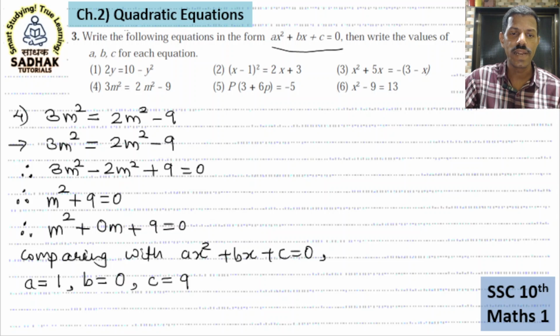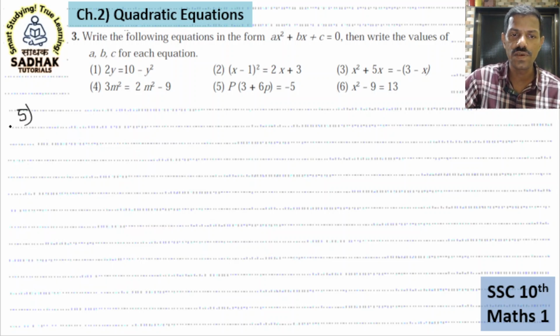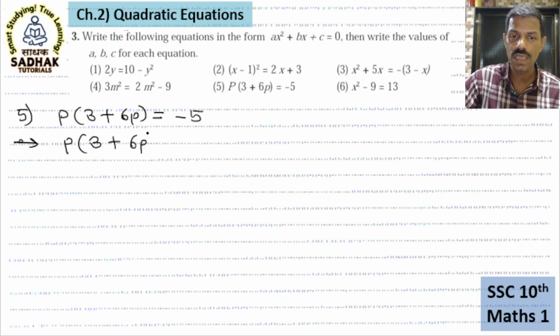Fine, let us quickly go to the fifth question. Very easy. P is multiplied by 3 plus 6P in brackets is equal to -5. Okay, here we have to multiply this P with both the terms given in the bracket. It will multiply with 3 and with 6P. Okay, so when we multiply P with 3 we get 3P, plus P multiplied by 6P will give us 6P square, is equal to -5.